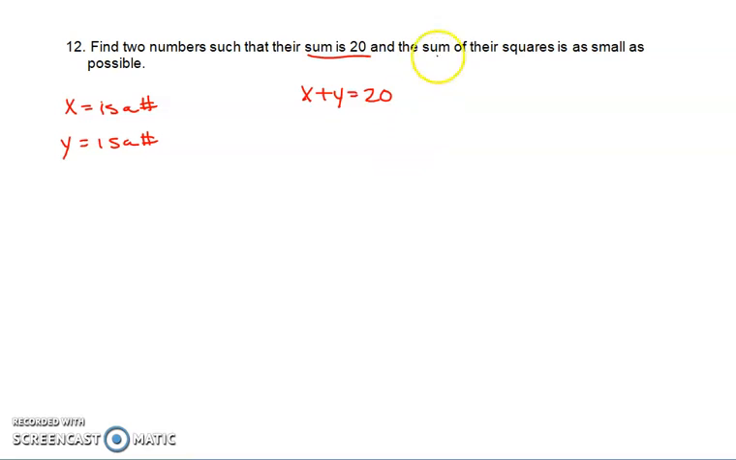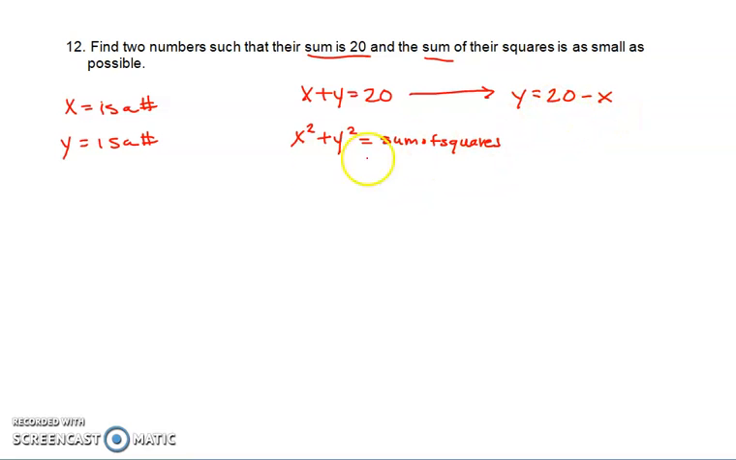So write my equation. The sum of their squares: x squared plus y squared equals something, the sum of squares. Again, very similar to our area problem, we don't actually know this number. We only know that the sum of the two values is 20. And just like we did in the last one, that means I can solve for a variable. Let's solve for y. That means y would be 20 minus x.